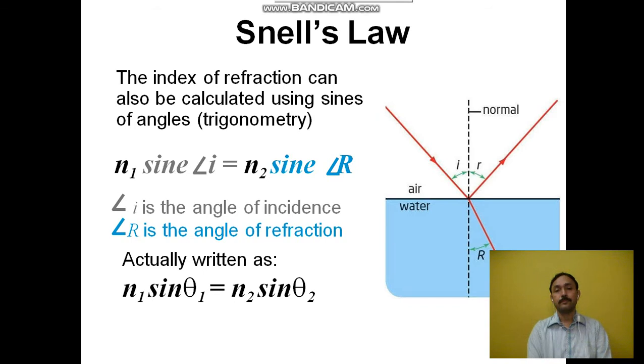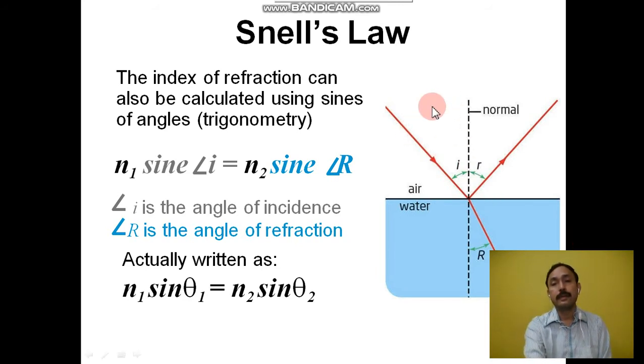Snell's law. This is the well-known law of refraction. The index of refraction can also be calculated using sines of angles in trigonometrical form.